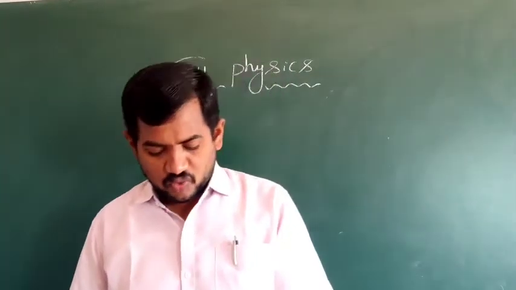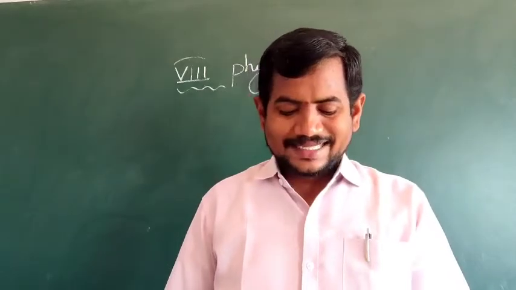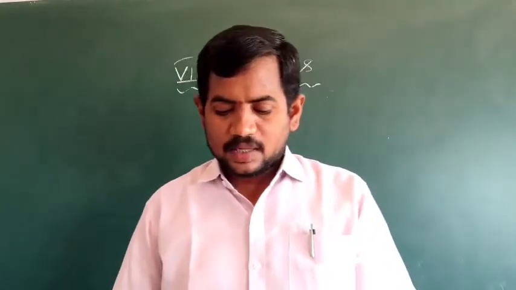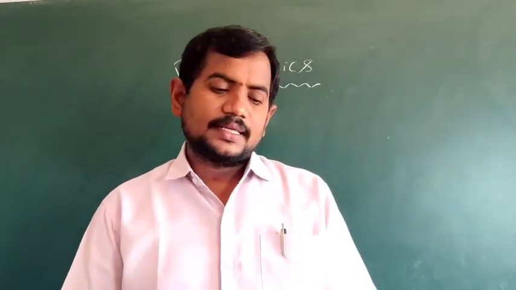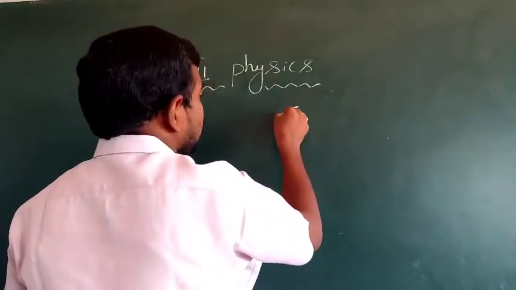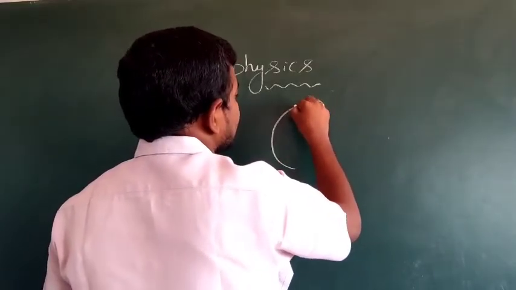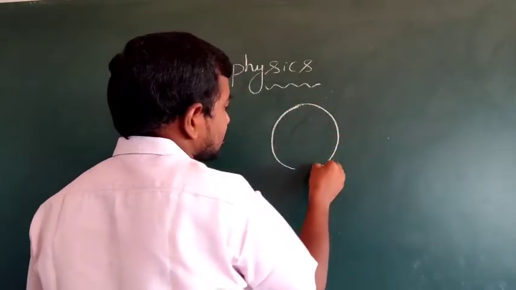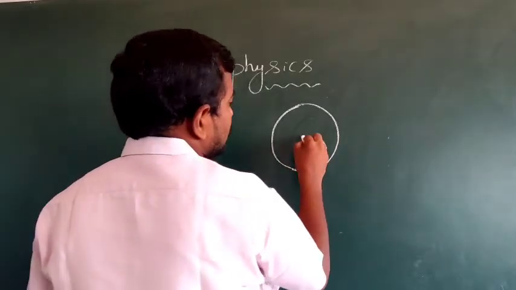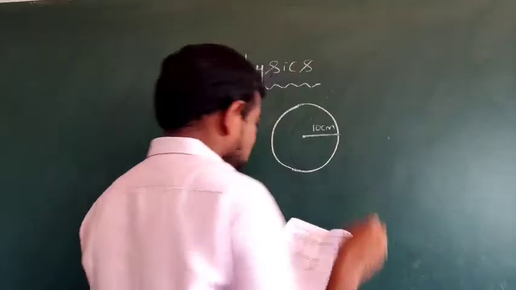Okay. So here one passage is given for us, in which an insect moves along a circular path of radius 10 centimeters. It means one insect is moving along the circumference of a circle having the radius 10 centimeters, like this. And here the radius is 10 centimeters.